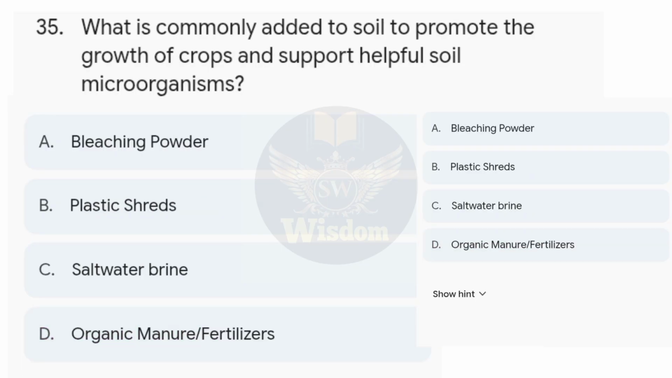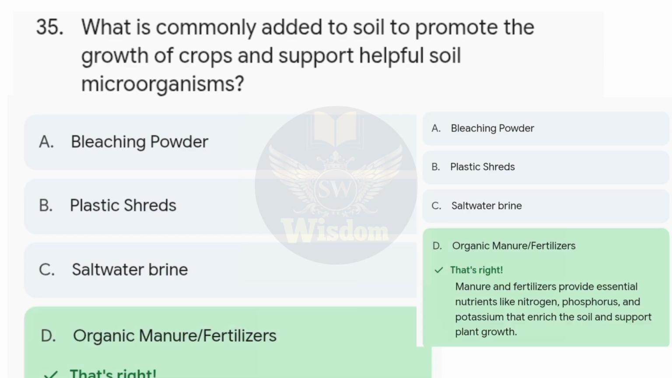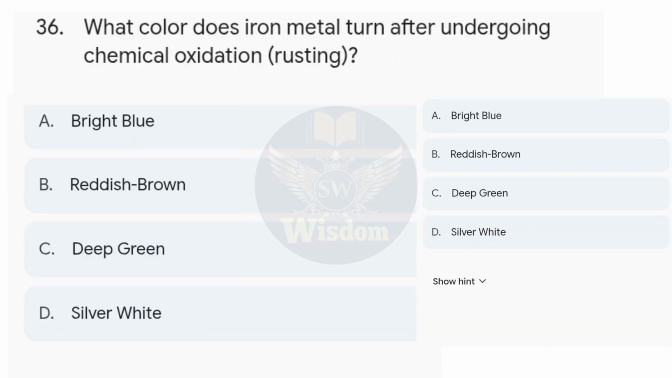Next question. What is commonly added to soil to promote the growth of crops and support helpful soil microorganisms? The correct answer is option D, organic manure or fertilizers. Next question. What color does iron metal turn after undergoing chemical oxidation, rusting?